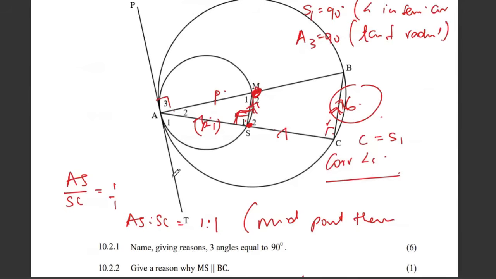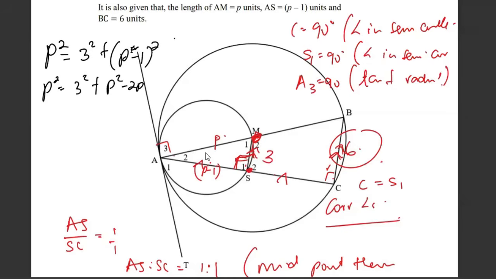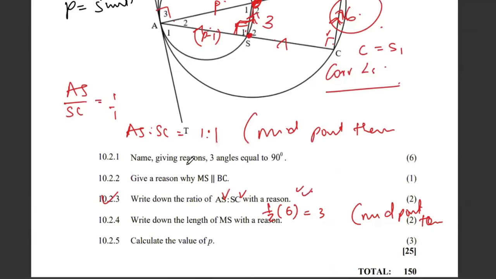All right, so what are we going to do? Since we have a 3 here, we have a P and then a P minus 1, we can use the theorem of Pythagoras, okay? We're going to say that our P squared should be equivalent to 3 squared plus (P minus 1) squared. Open up. That's P squared minus 2P plus 1. This P squared and the P squared will cancel. So 9 and 1 is a 10. So 2P is a 10, meaning that P is going to be 5 units. What does the question want? They want the length or the value of P. So P is 5 units.